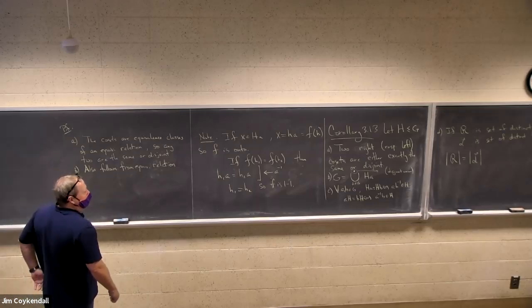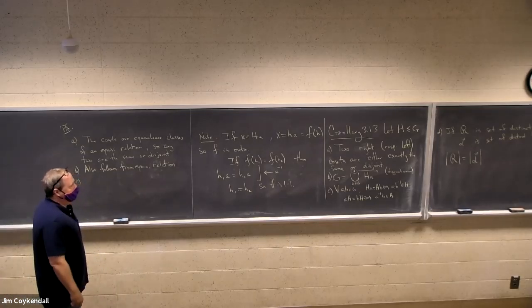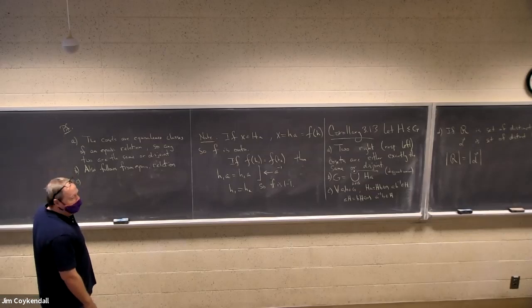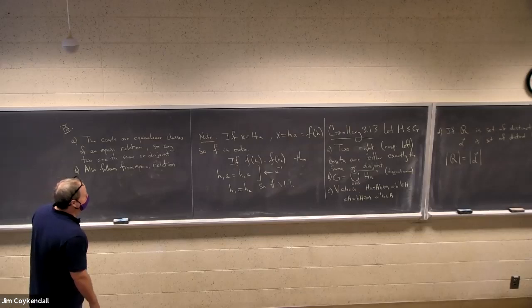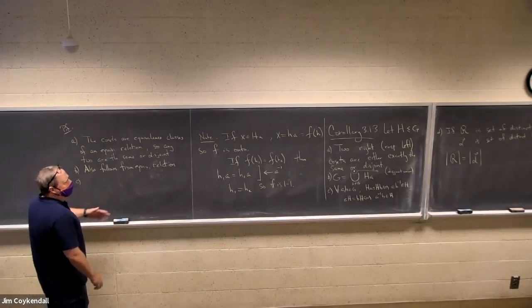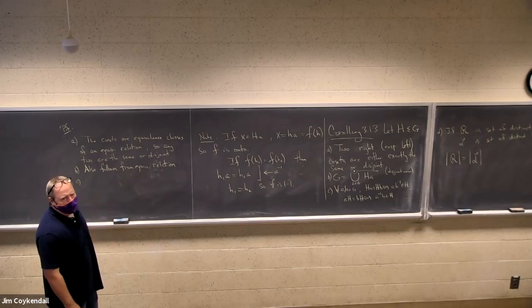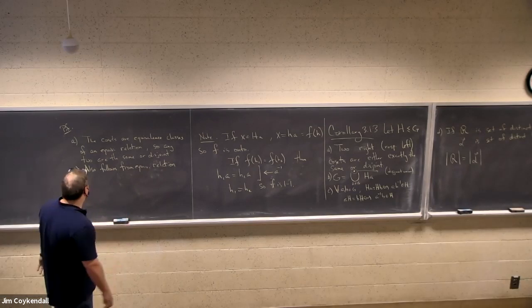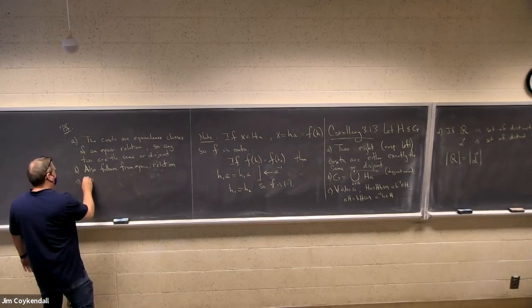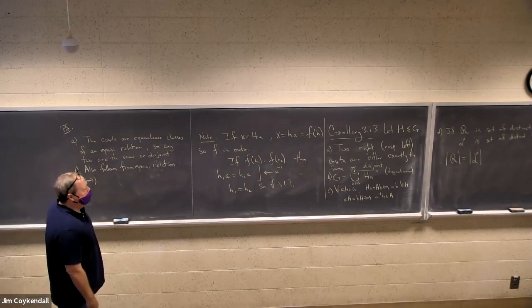Number C: HA equals HB if and only if AB inverse is in H, and similarly A B inverse. I'll just do the first statement because the second is exactly the same with the letters turned around. So let's just do this statement here.